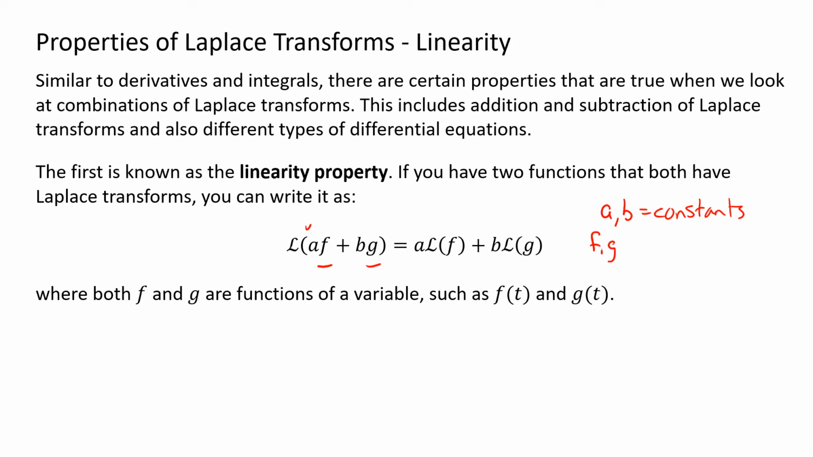f and g are functions typically of t. So f of t and g of t, sorry. If they're added together, just like in derivatives and integrals, you can find the Laplace transform of them separately. So it's equal to a, or that constant, times the Laplace transform of the first function, plus b times the Laplace transform of the second function.